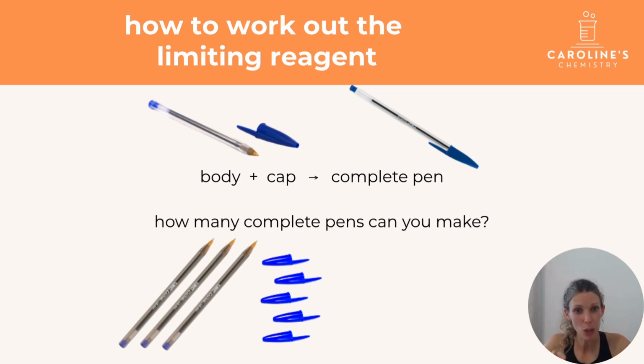So in this example, you can see that we have 3 bodies but 5 caps. That means we can make 3 complete pens. We therefore have no pen bodies left over. That's a limiting reagent. If we had more of them, we could make more pens. We used 3 caps in order to make the pens, but I've got 2 left over. So that is what we call our reagent or reactant that is in excess.